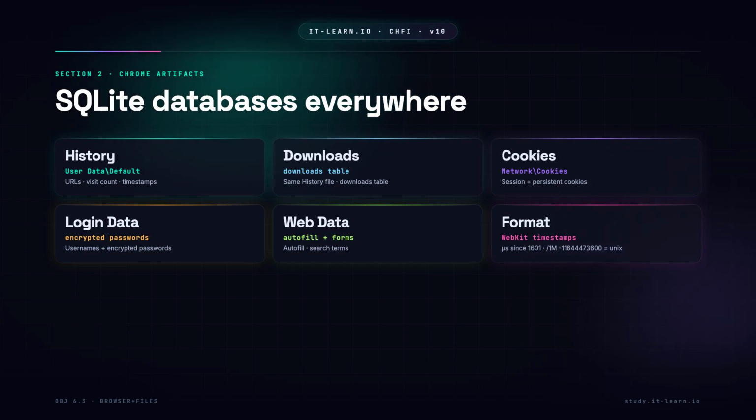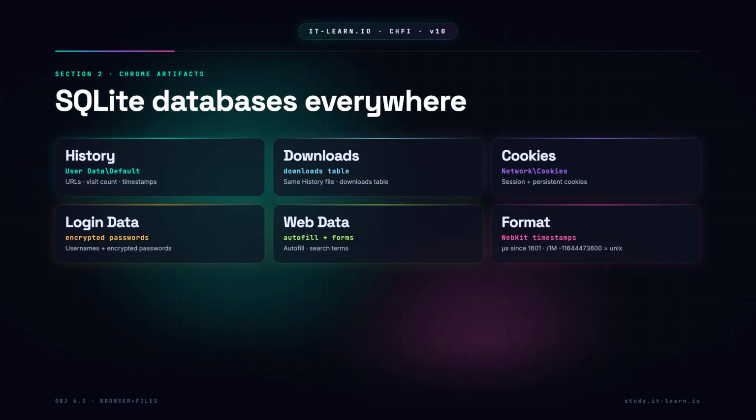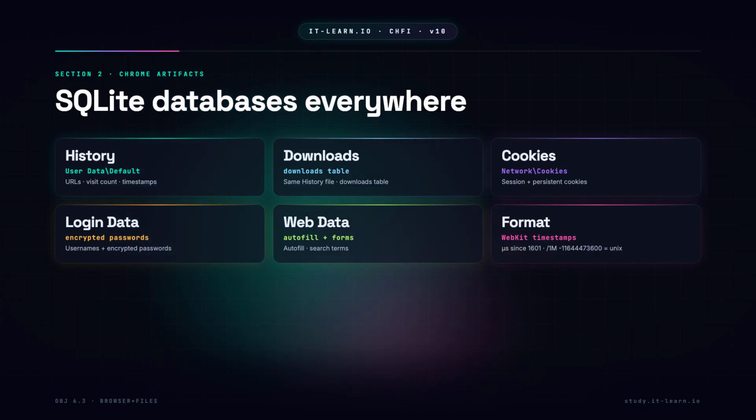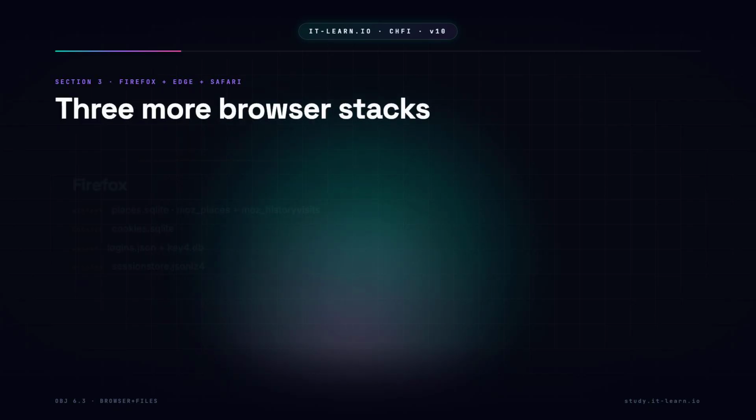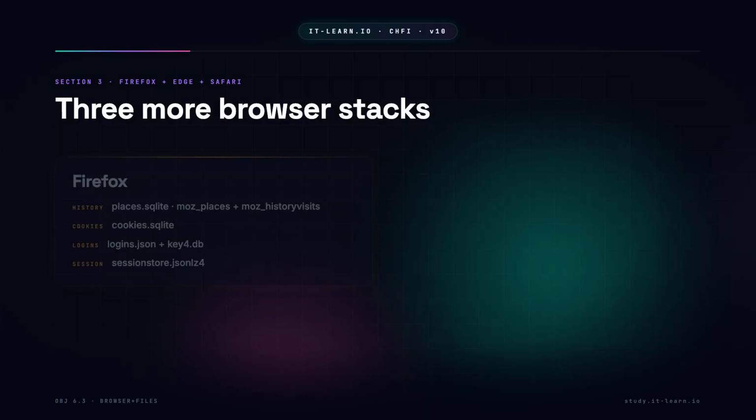And the critical timestamp note: Chrome uses WebKit format. Microseconds since January 1st, 1601. To convert, divide by 1 million, subtract 11,644,473,600. You get a Unix timestamp.